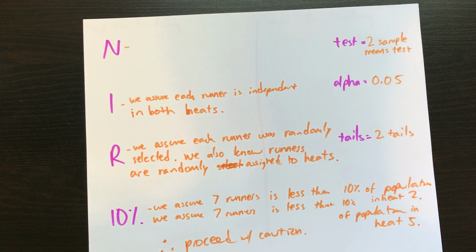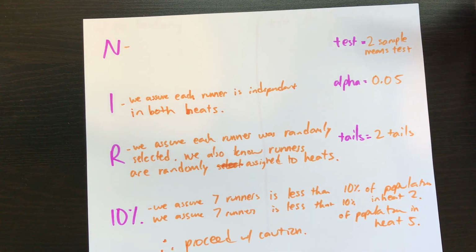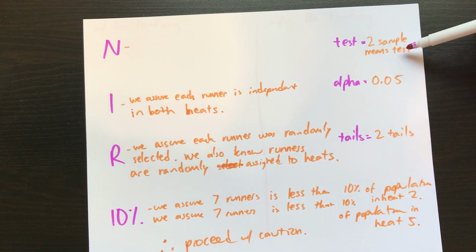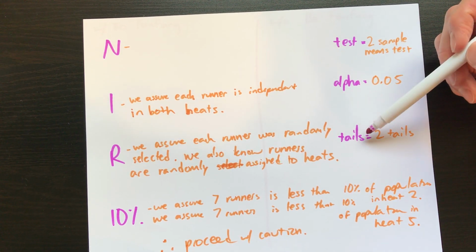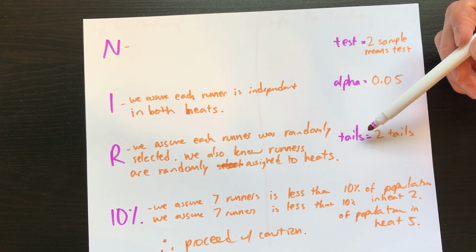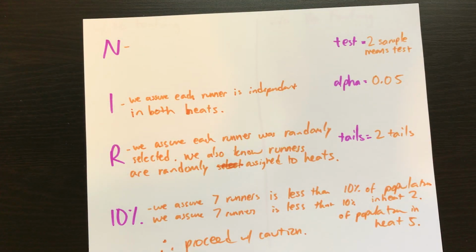So to save time, I wrote out the other parts. I want to talk about the n. But let's just go over our test, our 2 sample mean test. Alpha, we're going to use 0.05, but it's up to you. Tails, let's stick with 2. This is 2 tails because it is not equal to.